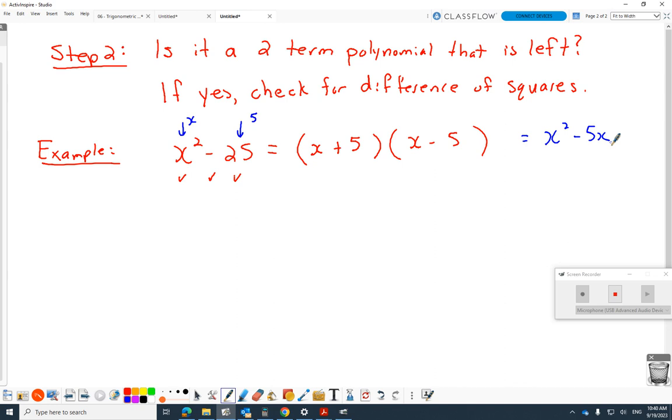And then you FOIL here and you go 5 times x, positive 5x, and your brain blows up. You're like, oh, that's why difference of squares works like it does. By doing positive and negative, the two OI terms of FOIL, the O and I, cancel out. And all I'm left with is FL of FOIL. That's what difference of squares is. And then here I get 5 times negative 5, which is negative 25. Do you see it? It's the easiest one.